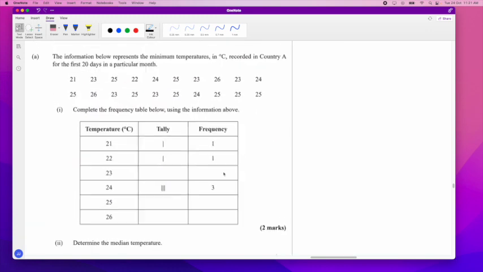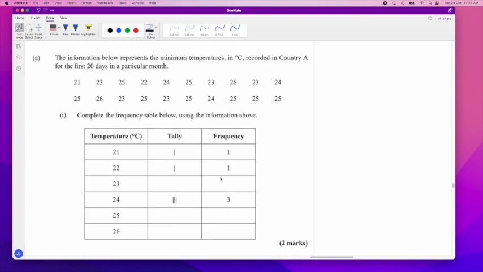And the final question here is a paper 2 question. The information below represents the minimum temperatures in degrees Celsius recorded in a country A for the first 20 days in a particular month. So these are the minimum temperatures in some country over 20 days. So I should expect 20 items here. Complete the frequency table below using the information above. So you can see I have a tally, I have a frequency.